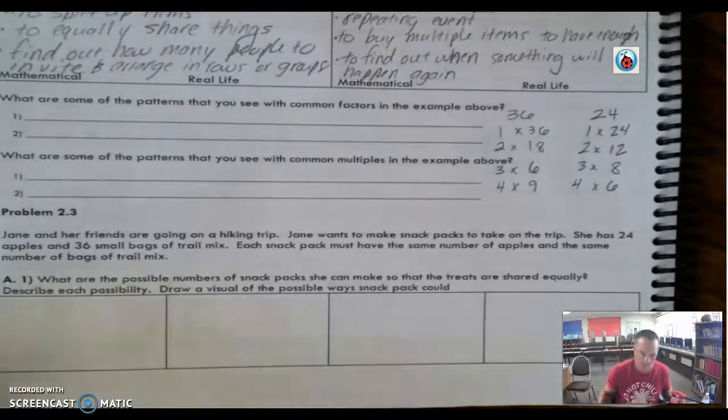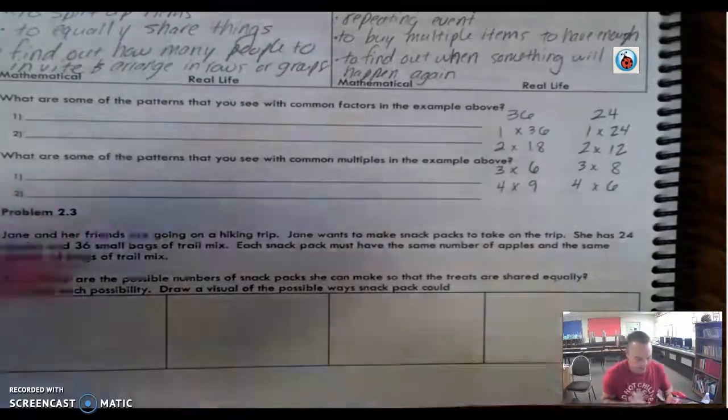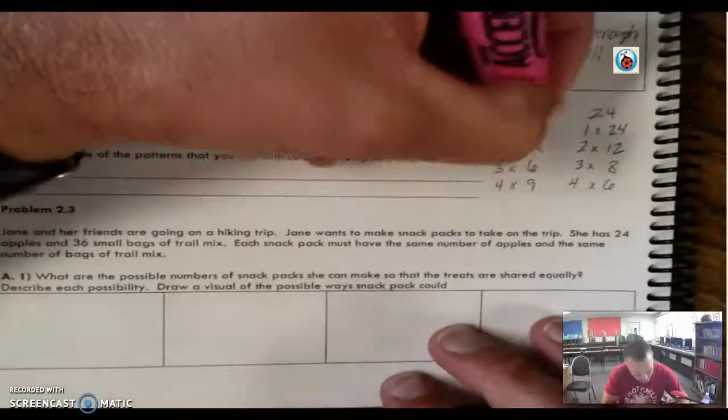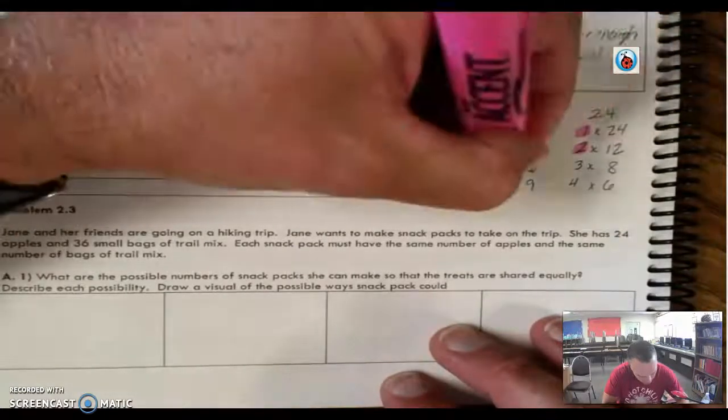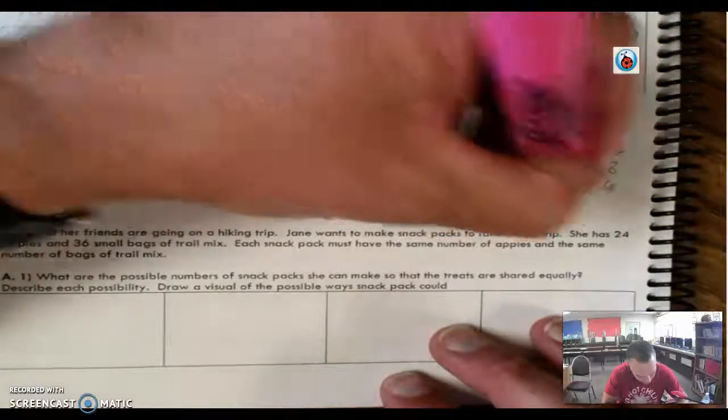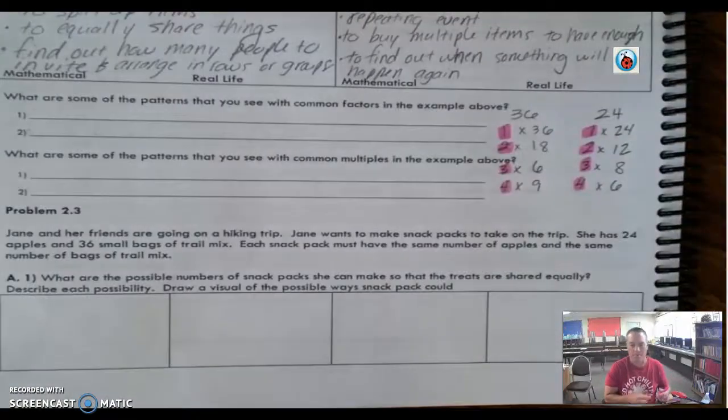Alright, so now I've written all the factors of each number. I'm going to highlight the numbers that are the same on each side. So we have 1 and 1. We have 2 and 2. We have 3 and 3. And we have 4 and 4. So these are the common factors of 36 and 24.